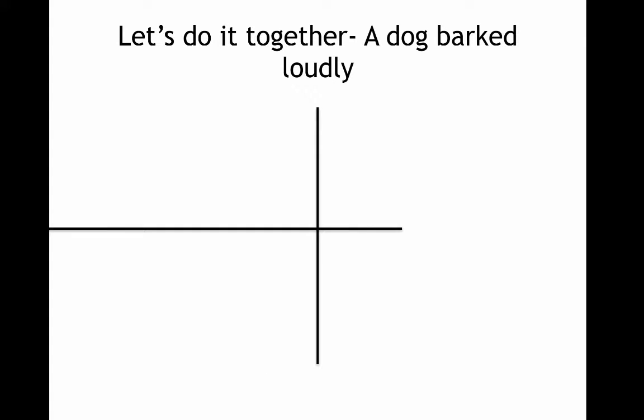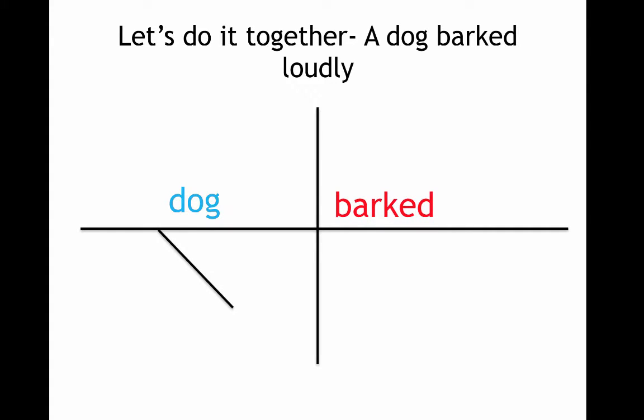So let's go ahead and do this one together. A dog barked loudly. So I draw out my big two lines first. After that, I've got my word dog here, which is my subject. I've got barked, which is my predicate. Then I've got the word a, goes beneath dog. That's an adjective or an article, in this case, a specific adjective. And then loudly. That is going to be an adverb in this case.